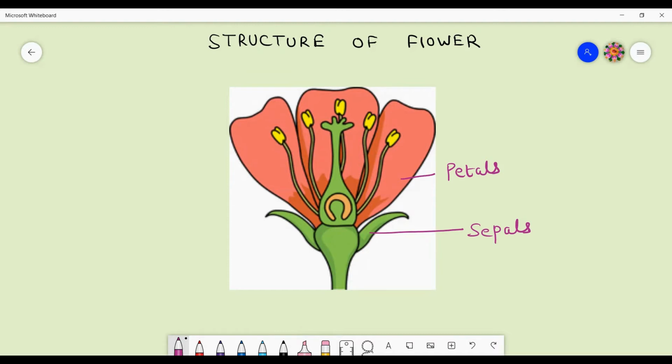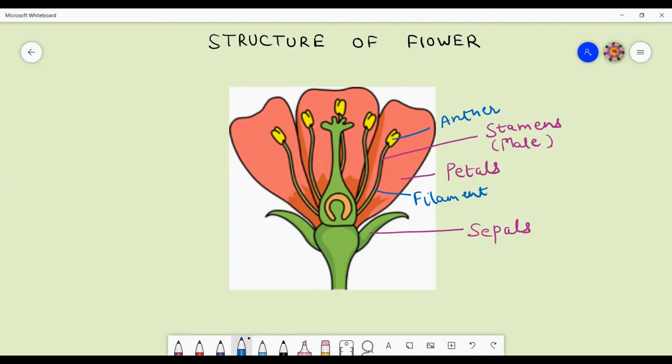Now let us see the male reproductive part of the flower. These are known as stamens. The stamen is the male reproductive part of the flower. This stamen consists of 2 parts. This filament-like structure is known as the filament and this part is known as the anther.